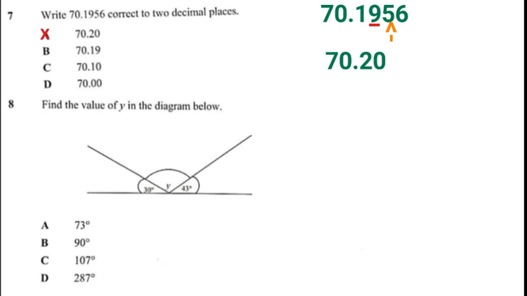Number 8: find the value of y in the diagram below. As you can see, that's a diagram. It says we have angles on a straight line. We have an angle which is 30 degrees, angle y, and an angle of 43 degrees. Here, what we're going to use to find the value of y is the property that angles on a straight line add up to 180 degrees.